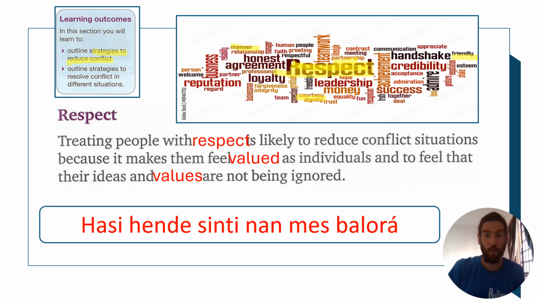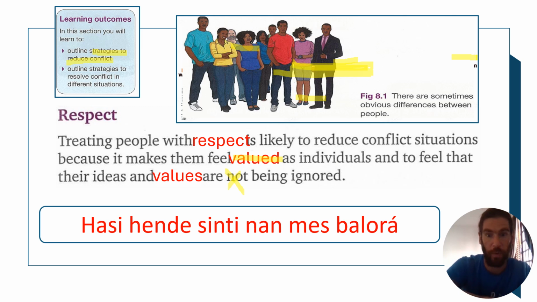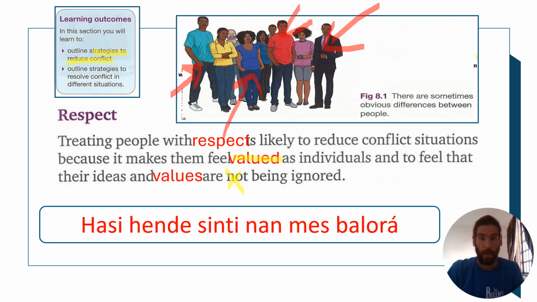Very important. So if you make people feel that their ideas and values are not being ignored, but they're being valued. Very important. So when these people that you see here have to work together, one way of making it easier is this person giving a handshake to this person, and this person being honest to that person. Yeah. So when you treat each other with respect, this is one strategy, one way, to reduce conflict.